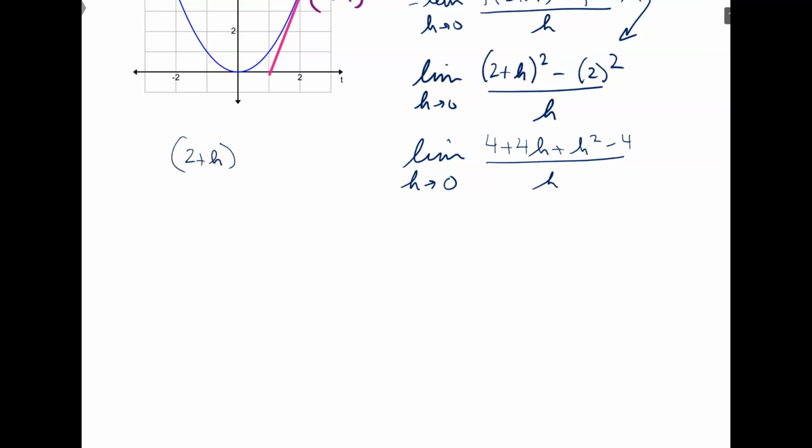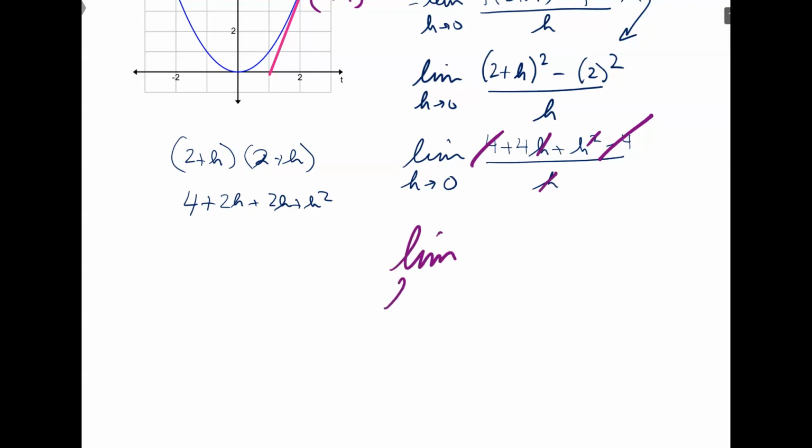Okay, just a little aside. 2 plus h squared means 2 plus h times 2 plus h, so that's 4 plus 2h plus 2h plus h squared. Just make sure we remember how to FOIL. It is not 4 plus h squared. You're forgetting about the O and the I of FOIL. You got to FOIL. All right, so that goes away. I can cross out one of the h's. 4 plus h, and as h goes to 0, it's 4. So this is the slope.